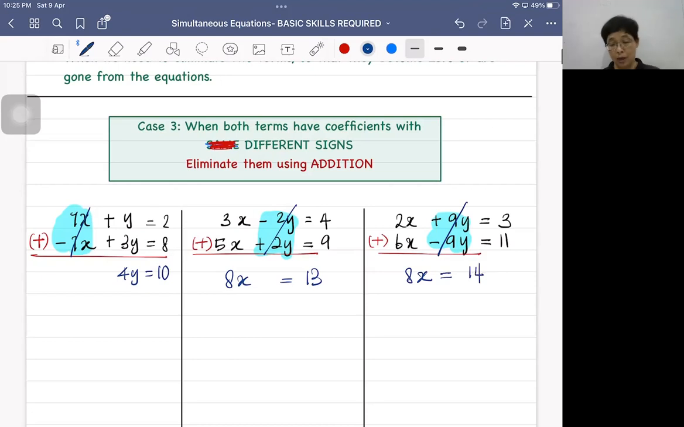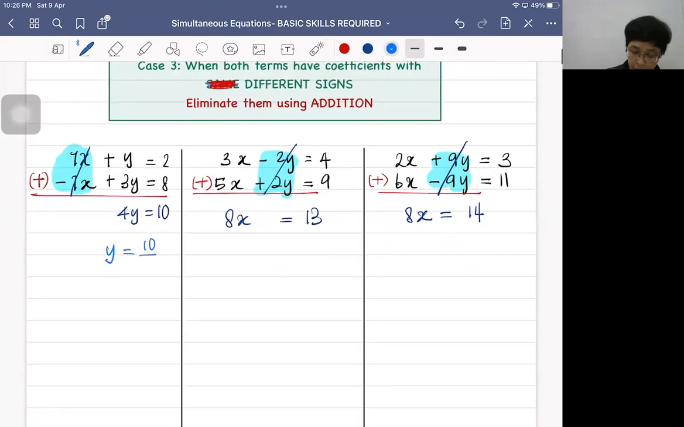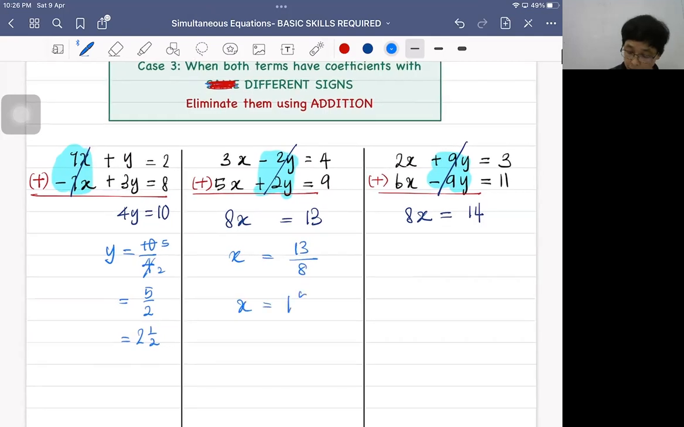See? And if you want to, just finish that. Okay, y equals to 10 over 4. You can cancel that with 2 and then here 5. So you got this as 5 over 2, or you can put that as 2.5. So you got the value for y. And then here, x, you got 13 over 8. Done. And then here, x, you got 14 over 8. Let's simplify. Here you got 4, you got 7. So here we go, 3 over 4.